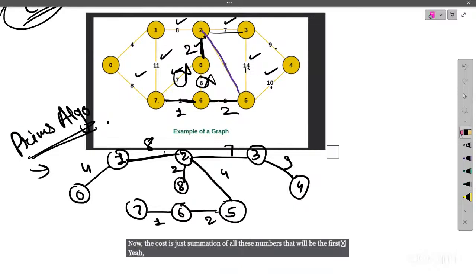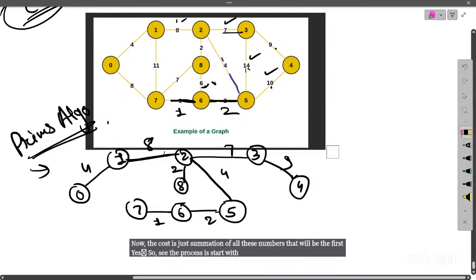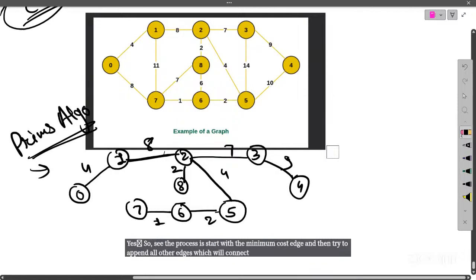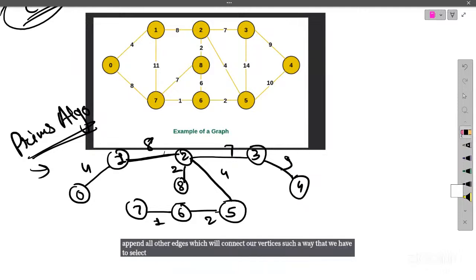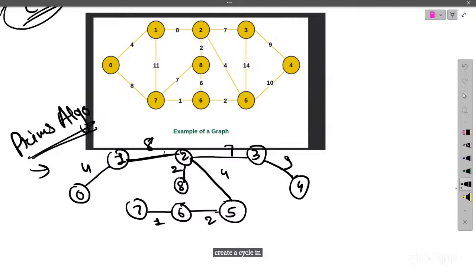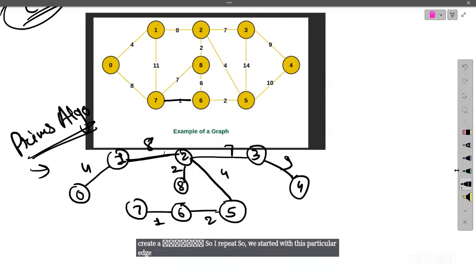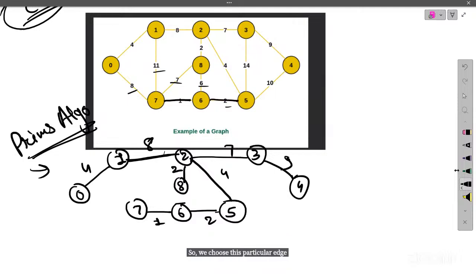Yeah, sure. The process is to start with the minimum cost edge and then append all other edges which connect our vertices, in such a way that among all the choices we select the minimum cost edge. The second thing is we should not create a cycle. So I'll repeat. We started with this particular edge, which connects 7 and 6. Then we have choices with weight 8, 11, 7, 6, 2, so we choose this edge with weight 2.